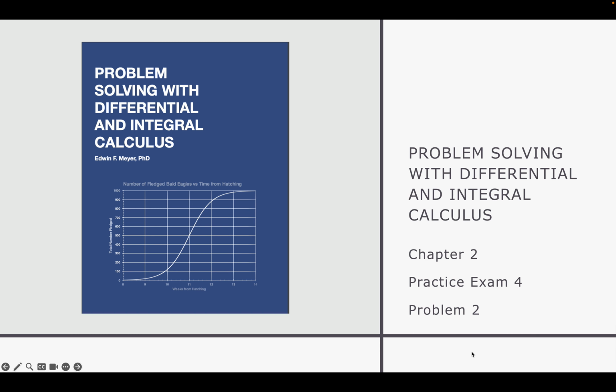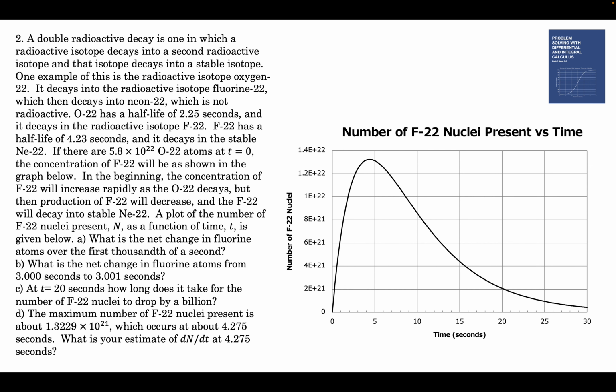Problem 2 on practice exam 4 of chapter 2 in the book Problem Solving with Differential and Integral Calculus. We have a double radioactive decay. So it starts off as pure oxygen 22, rapidly decays into fluorine 22, which is also radioactive, and that goes away. And pretty soon everything's neon 22.